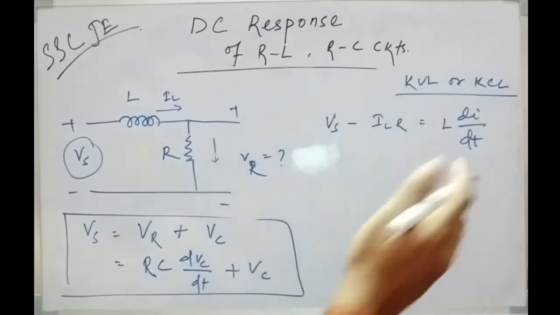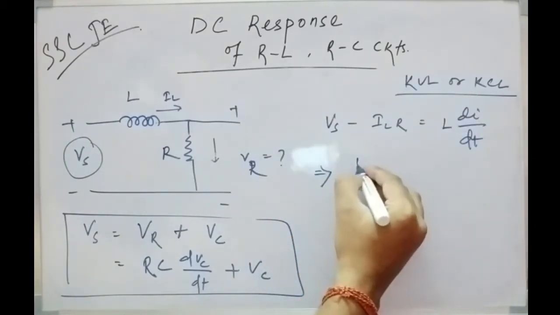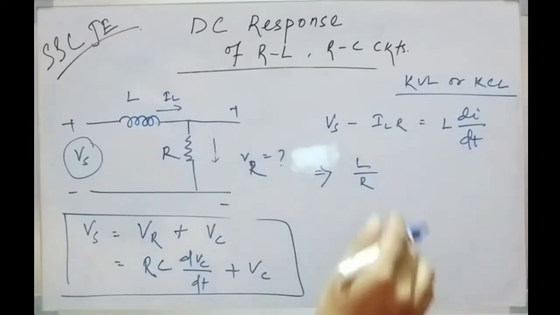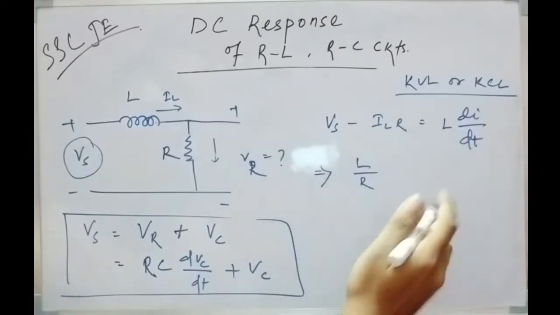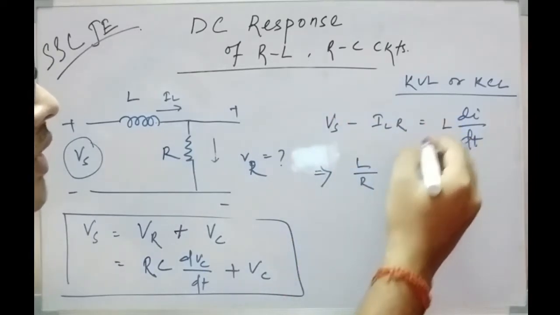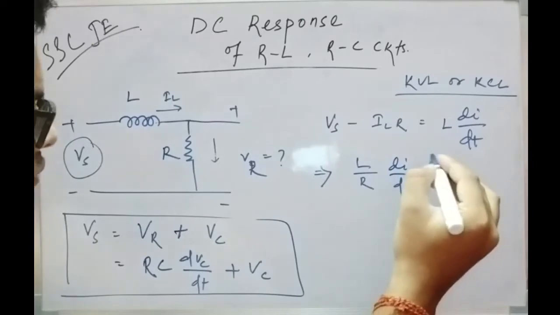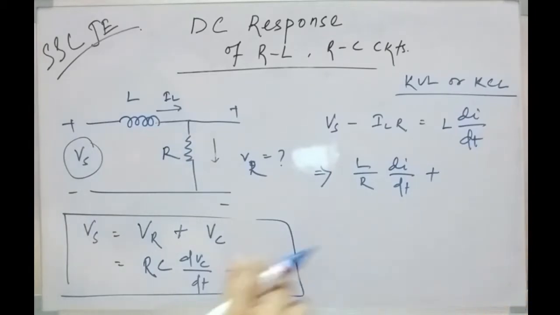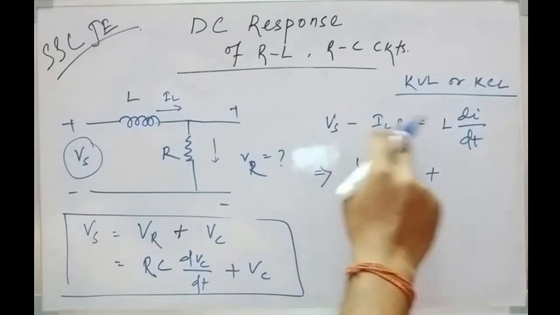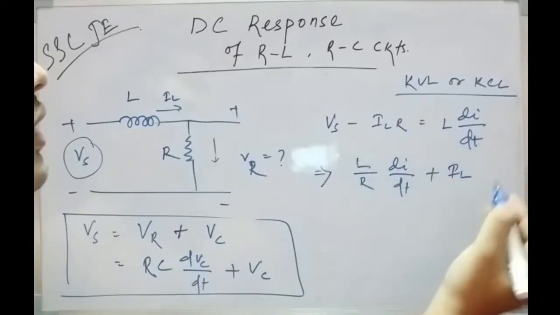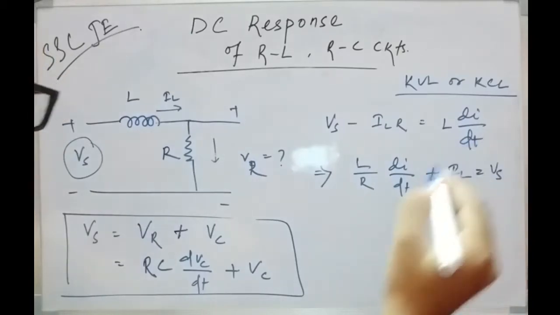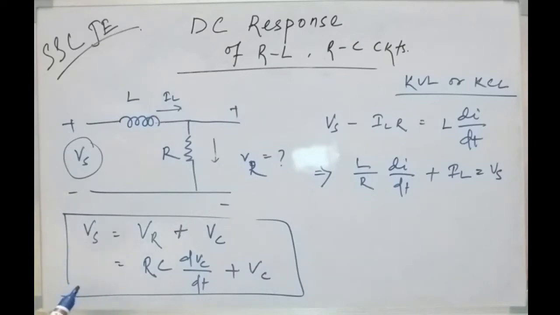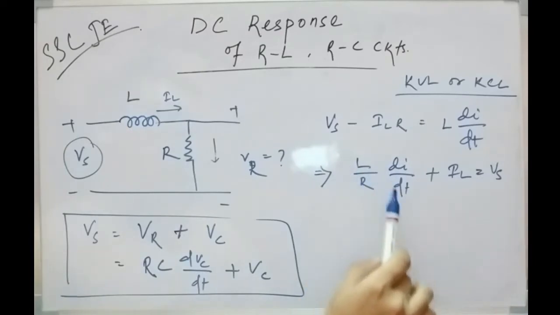If I rearrange this equation by dividing every term by R, this will be L by R di by dt plus IL, which equals Vs. So here I am getting Vs equals RC dVc by dt plus Vc, and here I am getting Vs equals L by R di by dt plus IL.